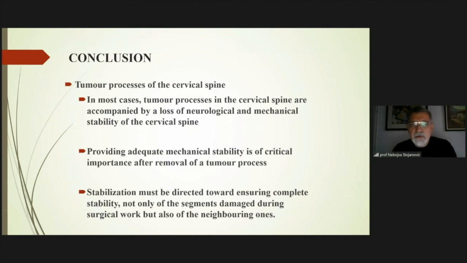In most cases, tumor processes in the cervical spine are accompanied by loss of neurological and mechanical stability of the cervical spine. Providing adequate mechanical stability is of critical importance after removal of a tumor process. Stabilization must be direct and ensure complete stability not only of the segment operated during surgical work, but also of the neighboring ones.